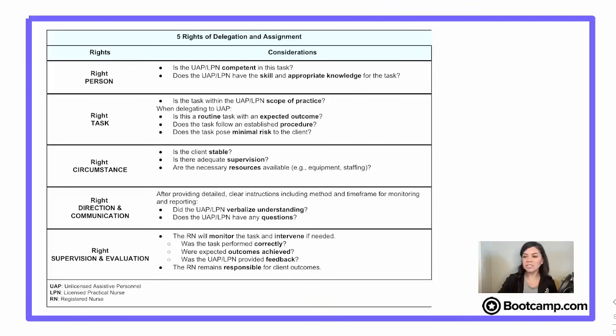So let's briefly talk about the 5 rights of delegation, and then we'll jump into our practice. So the 5 rights of delegation. First one is the right person. Anytime we ask somebody to perform a task, we need to make sure, does the person we're asking have the skills, the knowledge, and are they competent to perform this task? And is it in their scope of practice? So we, once again, wouldn't ask a UAP to perform discharge teaching.